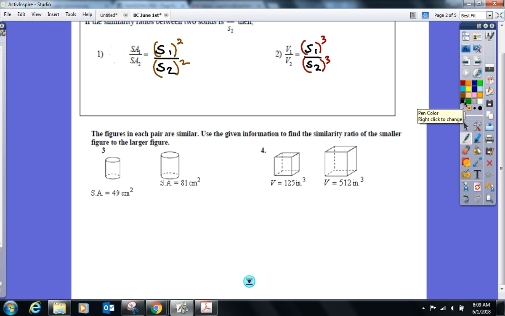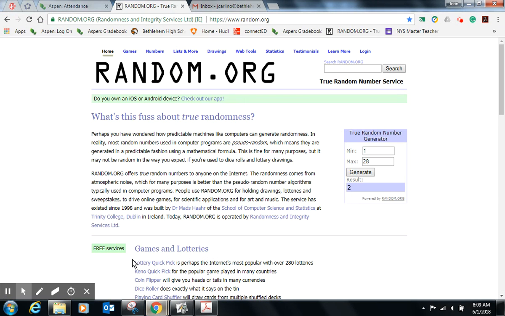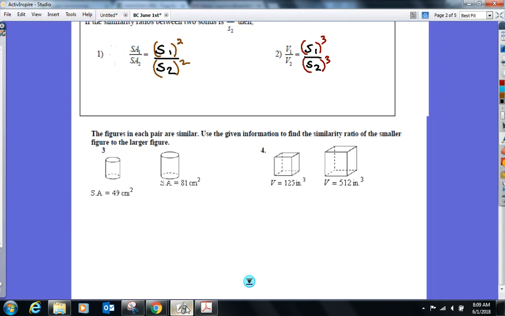Two cylinders, find me the similarity ratio. I'm already telling you they're similar. What do I give you here? What do I give you in the cylinders? What is that telling me? Oh, come on, what am I telling you here? Surface area ratio is 49 to 81. But I want to know the ratio of their corresponding lengths.